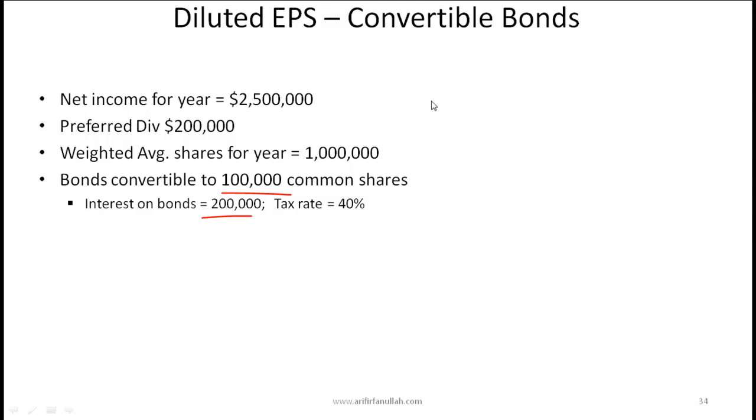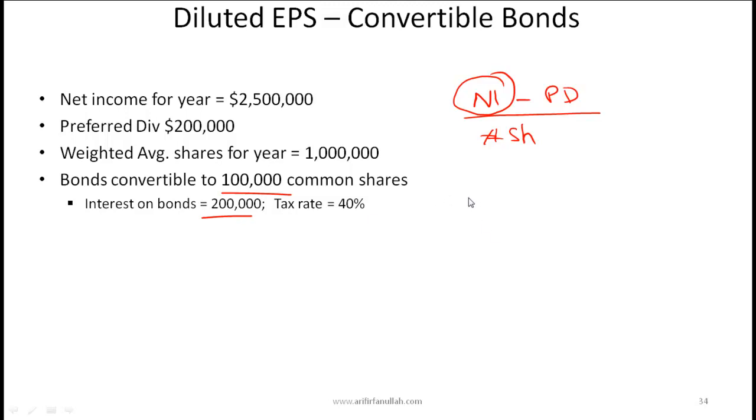So let's go back to the formula. We have net income minus preferred dividend divided by the weighted average number of shares outstanding. So what happens to the numerator? If the bonds are converted to common shares, notice that the net income will change, because net income had been calculated after subtracting the interest payment. So clearly there will be an increase in the net income. So let's calculate that increase.